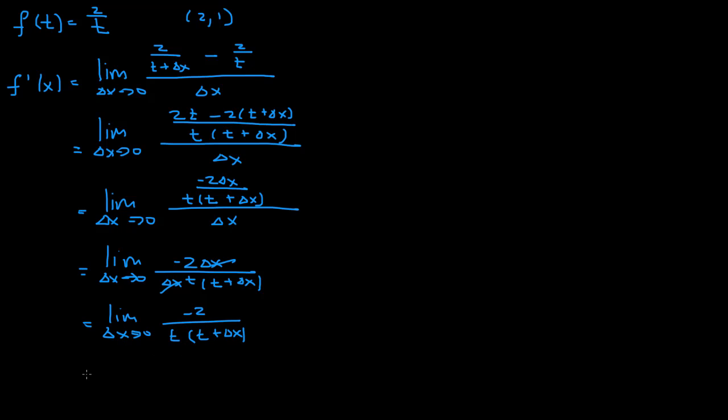Now, I think we can take that limit, because this function is defined when delta x equals 0. So we can directly substitute at this point, dropping our limit notation, and t plus 0 being t. So I think we can see here that our solution is negative 2 over t squared. Okay, so that is f prime at t.